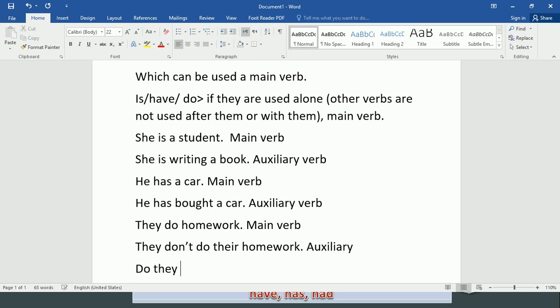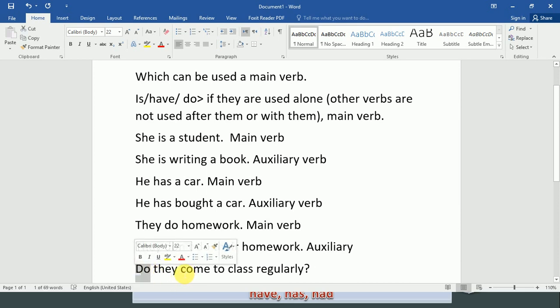Do they come to class regularly? See, do is used here, but after do we have come, right? And come is a main verb. While come is a main verb, we consider do as an auxiliary verb. So it's an auxiliary verb.